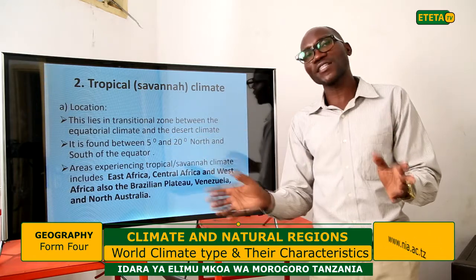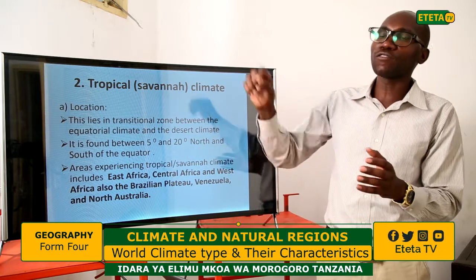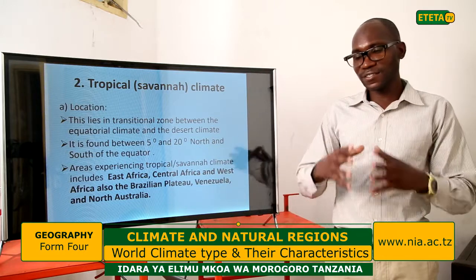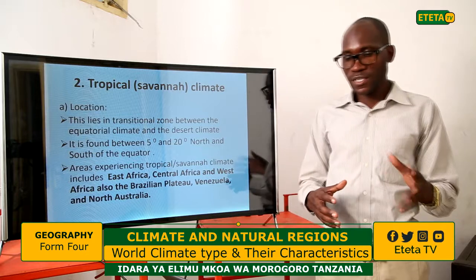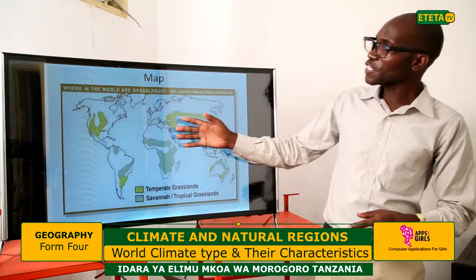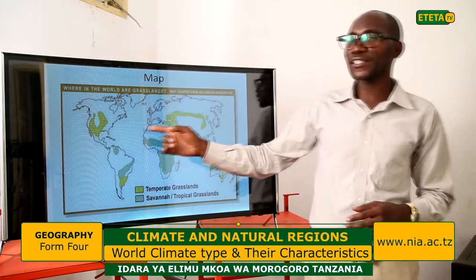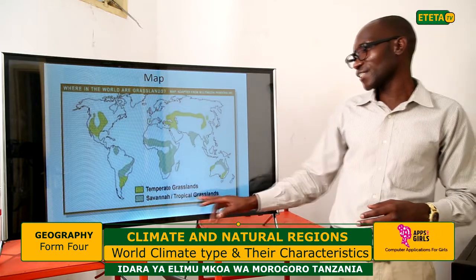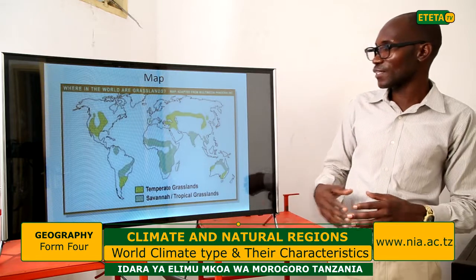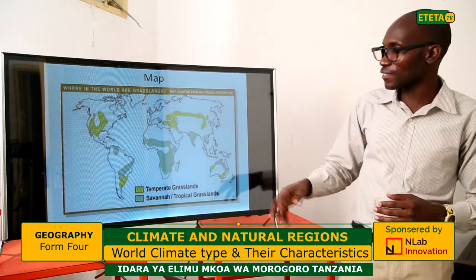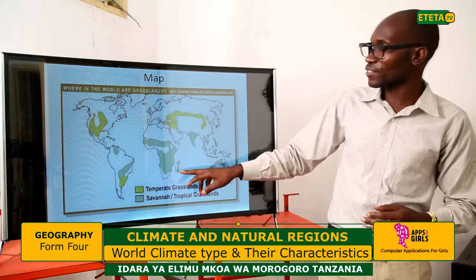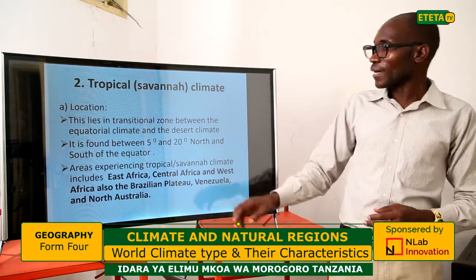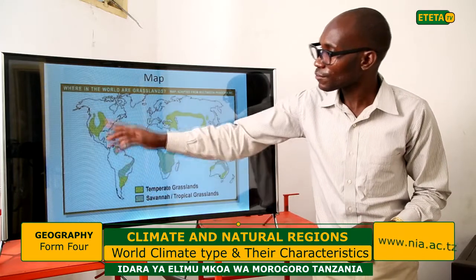That's why the human activities are quite different between those far from the equator and those nearby. The areas occupied by this tropical grassland include East Africa, Central Africa, West Africa, and the Brazilian Plateau. This map shows the location of the savanna climatic condition. This color presents the temperate grassland, and this other color presents the tropical grassland. The temperate grassland we will see in the next lesson, while this one is the tropical grassland. This is East Africa, Central Africa, and also the Brazilian Plateau.